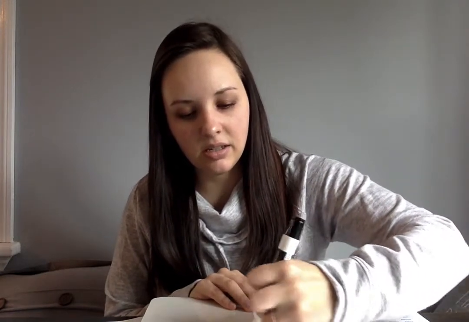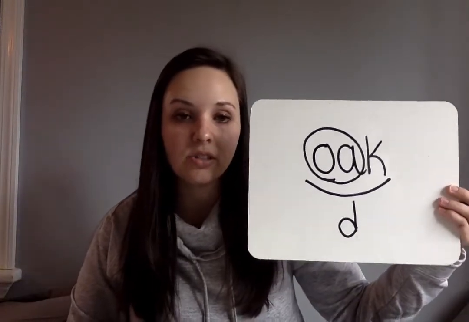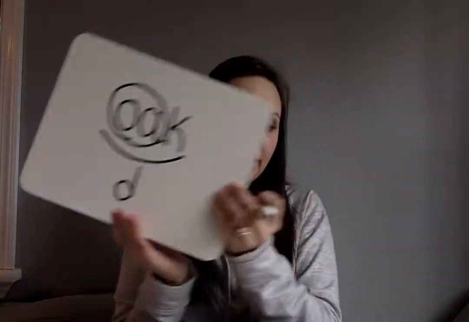I saw an oak tree in the park. Oak. Go ahead and write that, mark that up, and then check in with me when you finish. Okay, so for oak, you should have OA. It says it in the beginning of the word. OAK, scoop, D underneath, circle the OA.